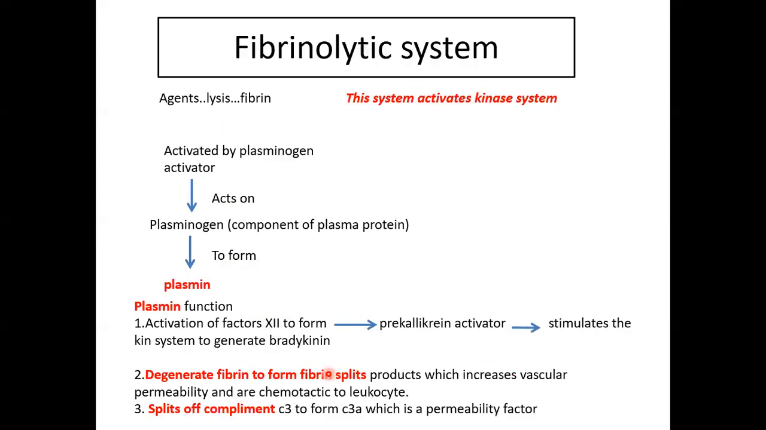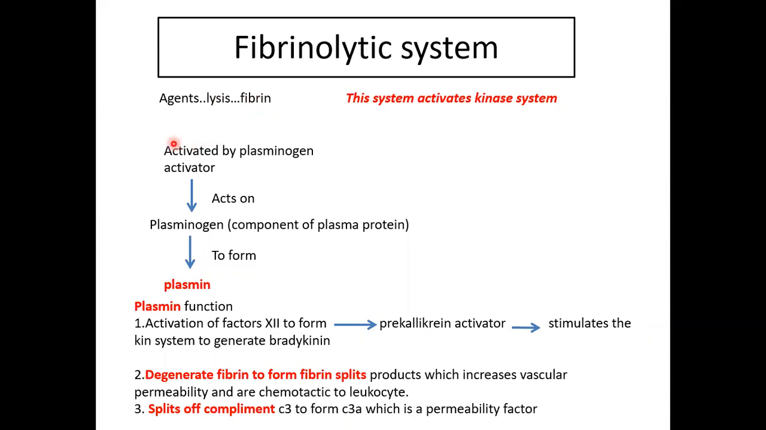Good. Now you call it the fibrinolytic system. This system activates the kinin system. How? Now we have agents. This is called lysis, to break fibrin. It's the agent that breaks the fibrin, that causes lysis of the fibrin.